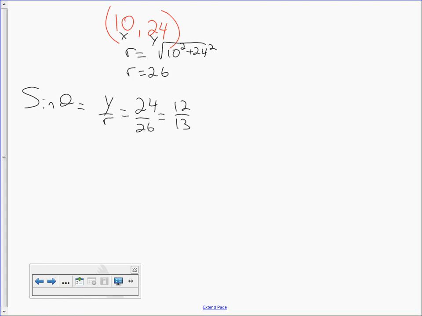What does the theta stand for again? Theta stands for the angle that creates this. 10 and 24 is in the first quadrant. Do you agree? We'll just say it's up here. So what happens here is the theta value is this angle here.